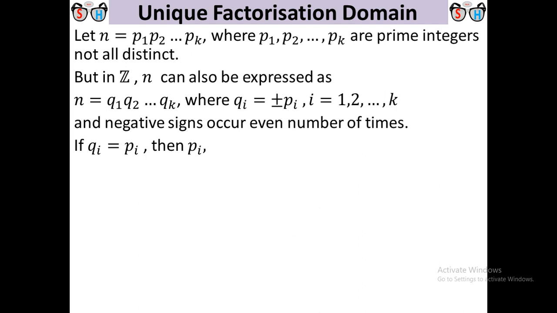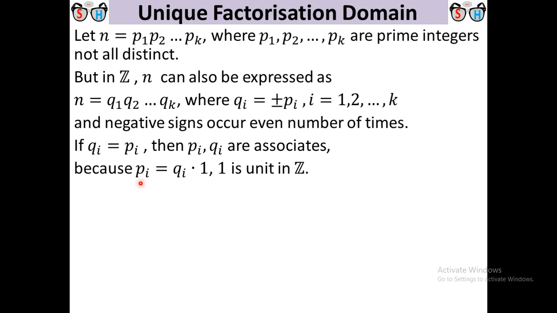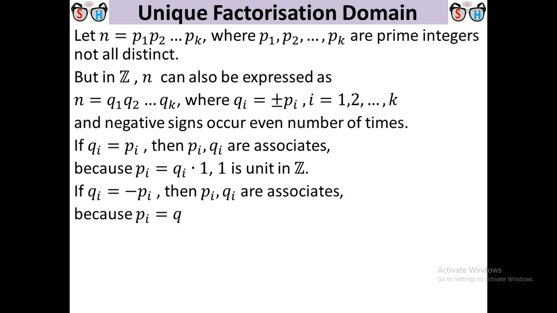If qi equals pi, then pi and qi are associates, because pi equals qi times 1, and 1 is a unit. Since pi is irreducible and qi is an associate of pi, qi is also irreducible. Similarly, if qi equals minus pi, then pi and qi are associates, because pi equals qi times minus 1. Minus 1 is a unit, so qi and pi are associates. Since the pi are irreducible, the qi are also irreducible.